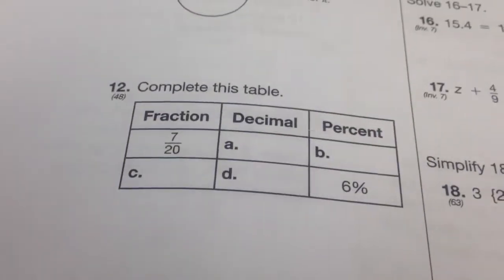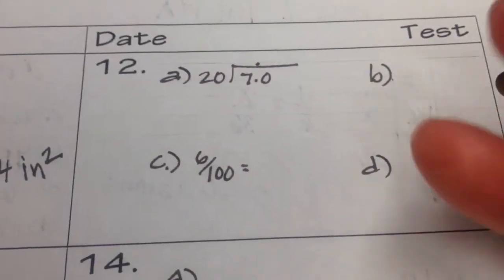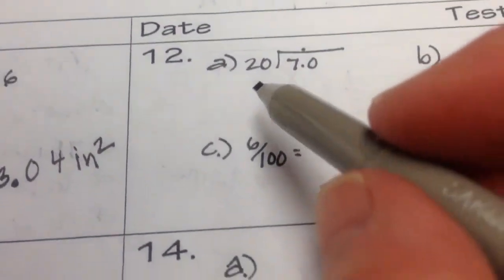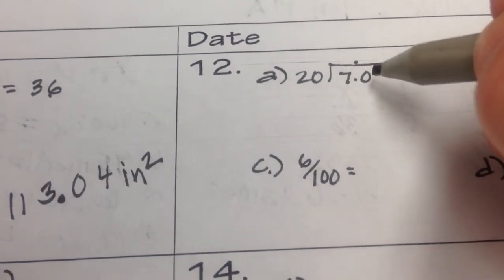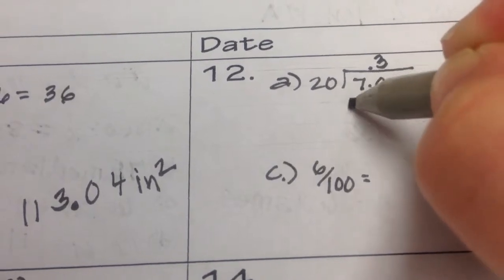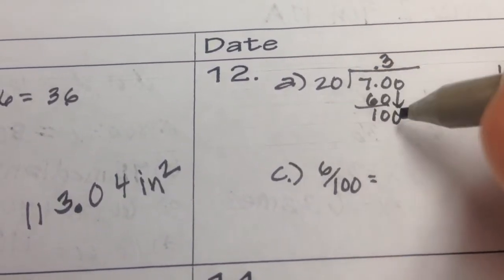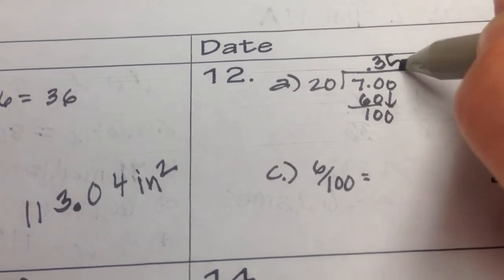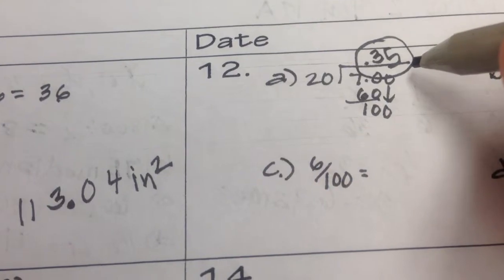12. Finish this table. You should be really good at this by now. So the first one had 7 over 20, so I'm going to divide 20 into 7. Can 20 go into 7? No. Can it go into 70? Yes. How many times? 3. That would get you 60. That would leave you 10 left over. Add a 0, drop it down. Can 20 go into 100? Of course, 5.